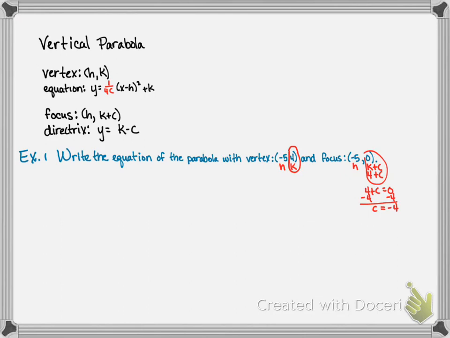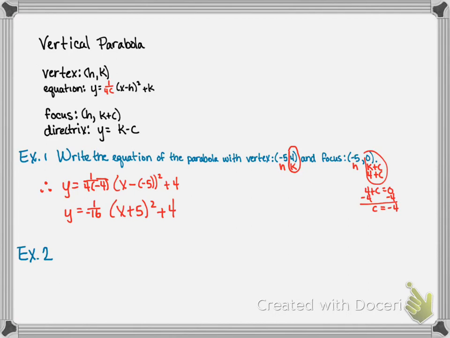So now we have identified h, k, and c. And these are the three numbers that we need to know to write the equation. So y equals 1 over 4 times negative 4 times the quantity x minus negative 5, quantity squared, plus 4. In other words, y equals negative 1/16 times (x plus 5) squared, plus 4. That's our equation of the parabola.